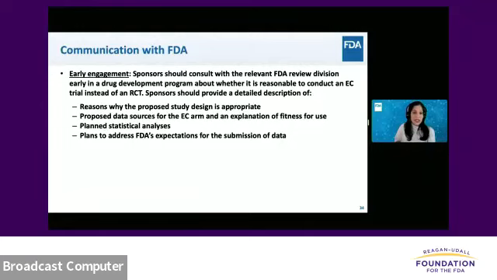In this communication, a sponsor may consider including the rationale for why the proposed study design is appropriate, proposed data sources for the external control arm and an explanation of fitness for use, the expected statistical analyses, not necessarily a full statistical analysis plan at the very beginning, but some reasonable description of what may be conducted, and plans to address the FDA's expectation for the submission of data. Next slide, please.